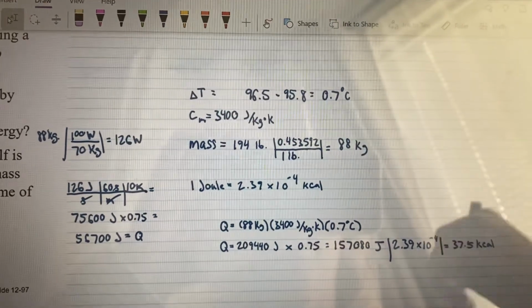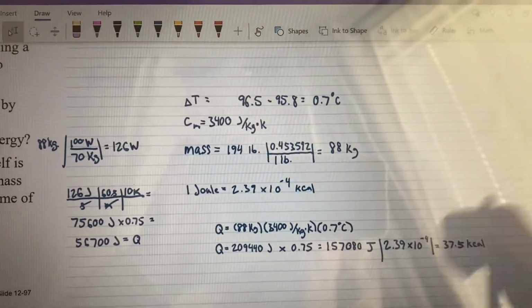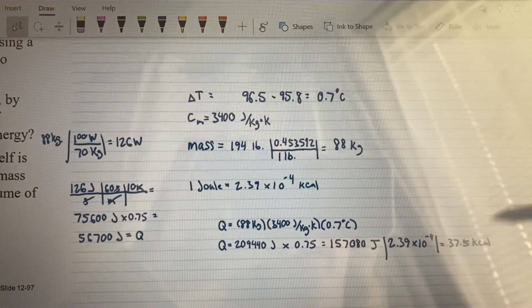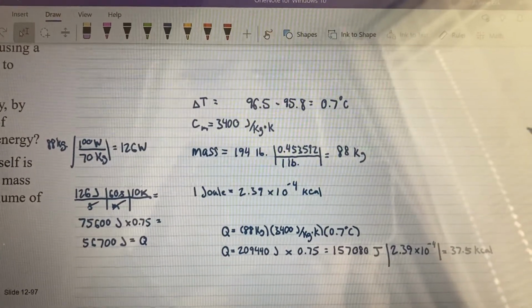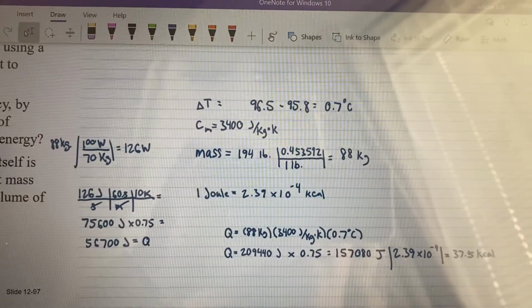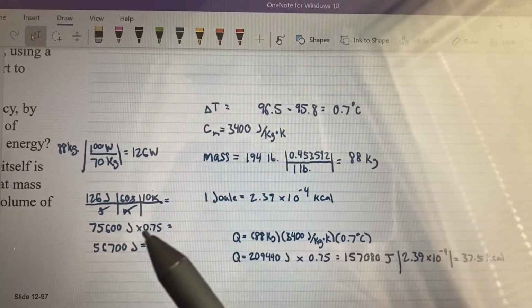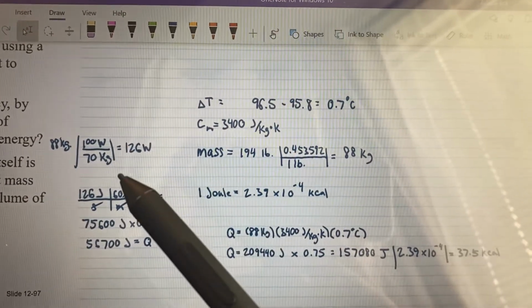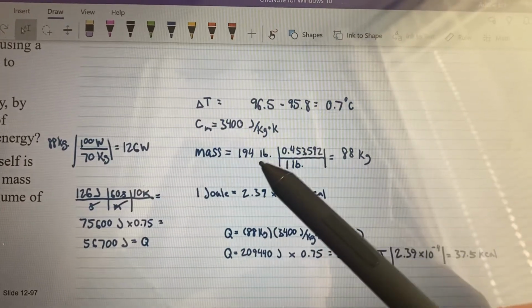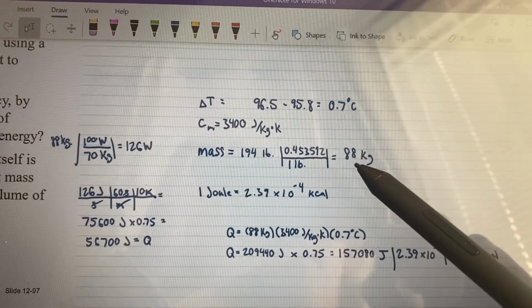And then I just took my own mass and everything for calculating how many calories I would have burned had I changed my degrees that much. First, I converted my mass to kilograms, so 88 kilograms.